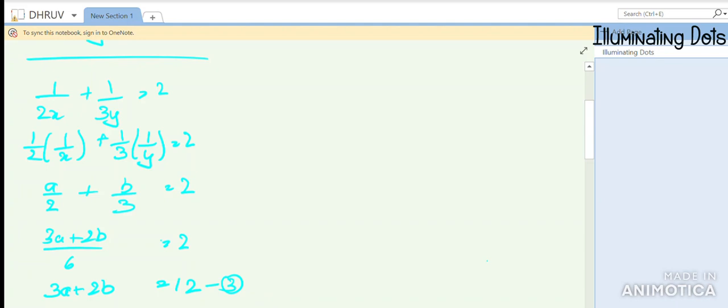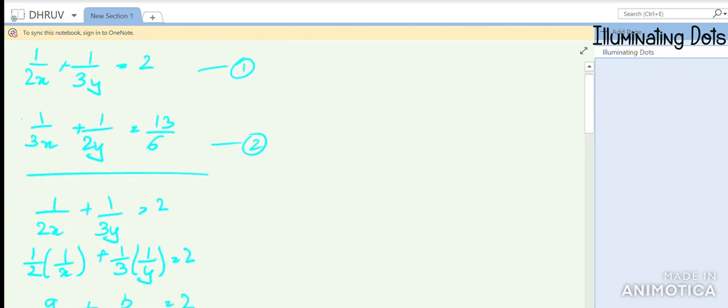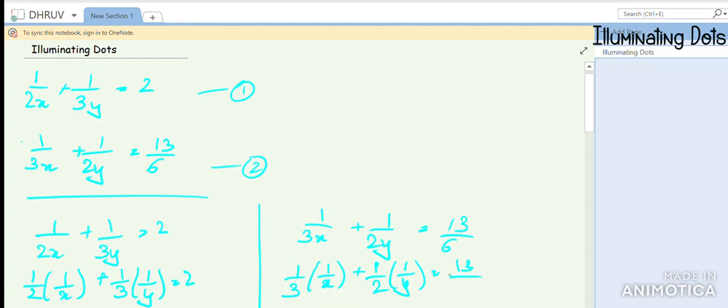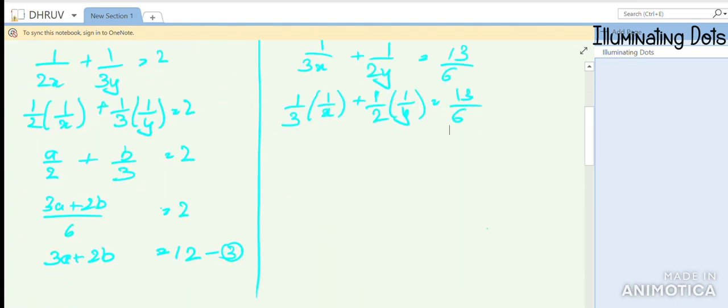Now we do the same thing with the second equation also. So 1 upon 3x plus 1 upon 2y is equal to 13 upon 6. We take the numbers and the variables away from each other. Now we have 1 upon x as a, so it comes to a upon 3 here and b upon 2 here, because 1 upon y is equal to b, is equal to 13 upon 6.